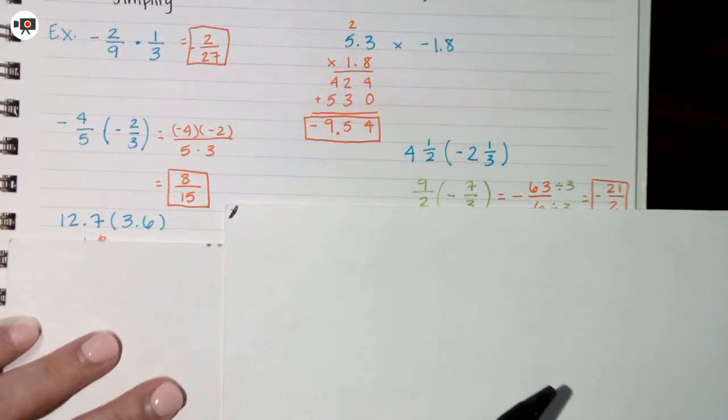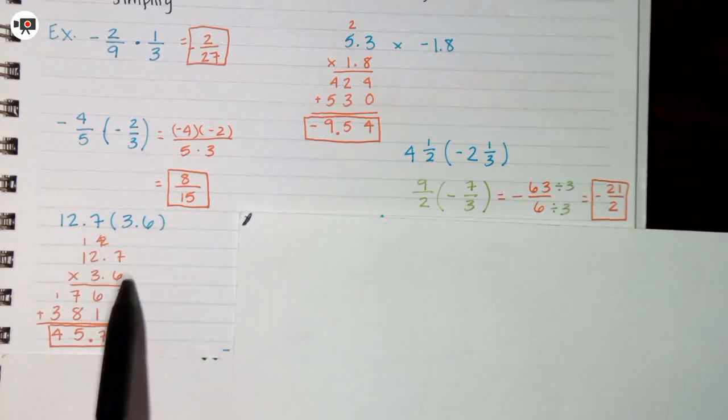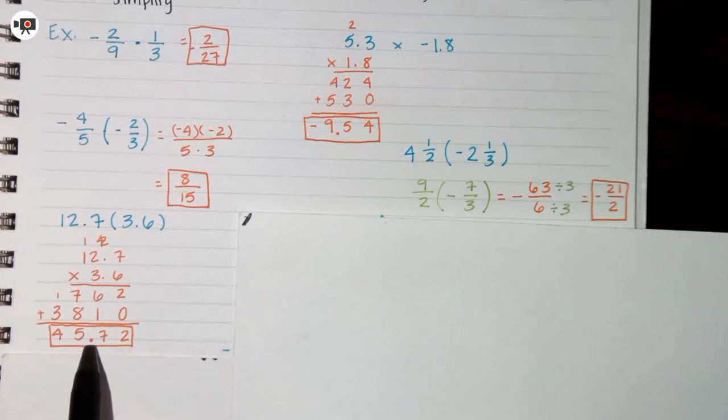12.7 times 3.6, just multiply the decimals. And I had one decimal from each one, so I moved my decimal over twice.